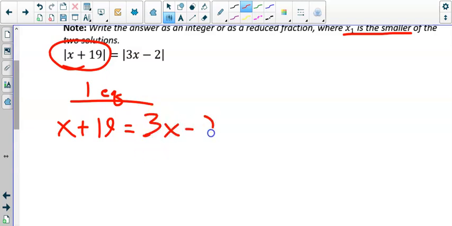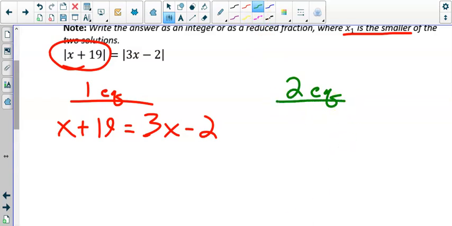When you make that first equation, all you got to do is drop the absolute value. Leave the other side alone. All I did was drop the absolute value on the left side, and I left this side alone. Okay? That's how you make the first equation. Drop it like it's hot. Leave the other side alone. Okay? Let's talk about equation 2.